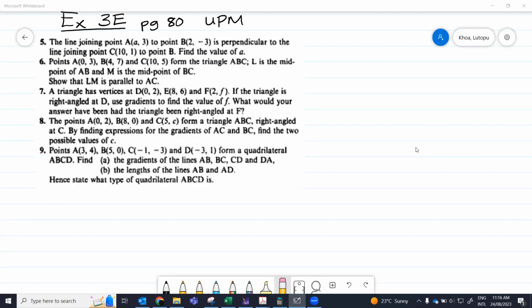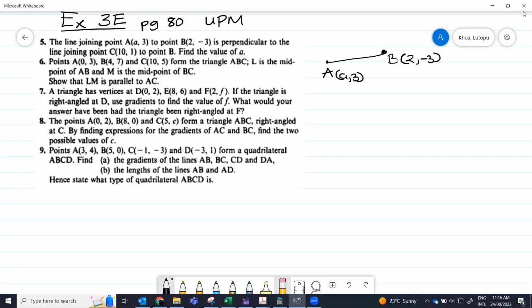Okay, so we continue with exercise 3E on page 80 of the UPM. Next question, number 5, you have a point A. So A is somewhere here. And you have a point B somewhere here. The coordinates of A are A, 3, and the coordinates of B are 2 and -3. So there's a line joining these 2 points, right?